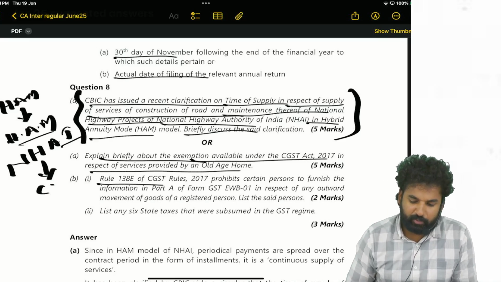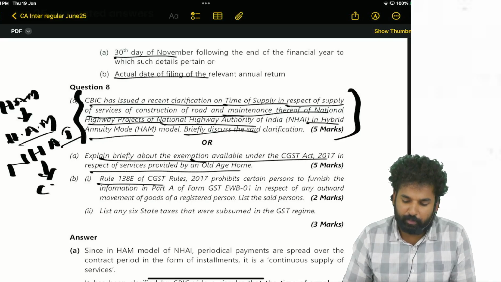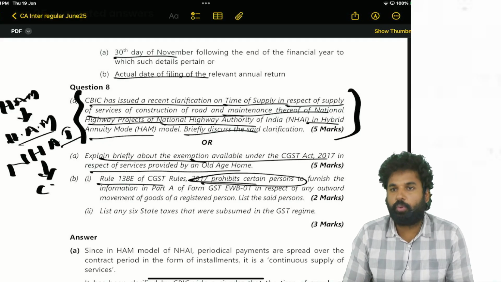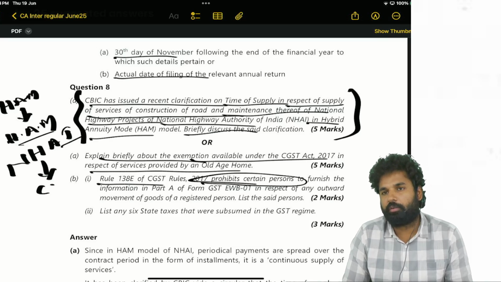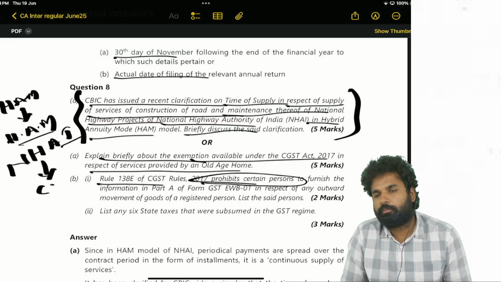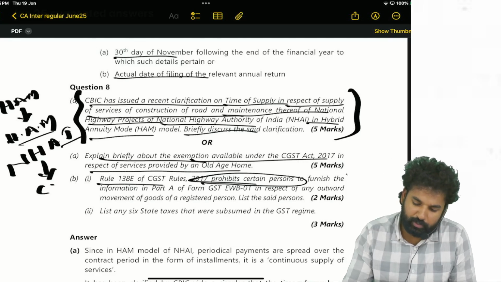Rule 138E of the CGST Rules 2017 prohibits certain persons from furnishing the information in Part A of GST E-Way Bill 01 in respect of any outward movement of goods of a registered person. List the said persons. What is he telling? Prohibits certain persons. That means who cannot generate E-Way Bill. The default is: not filed the GST return, meaning GSTR 1 and GSTR 3B, for 2 consecutive tax periods. Likewise, for those persons, it is exempted.